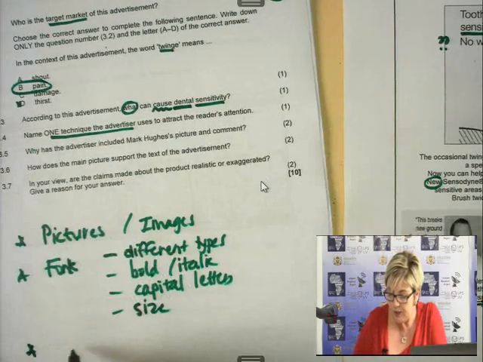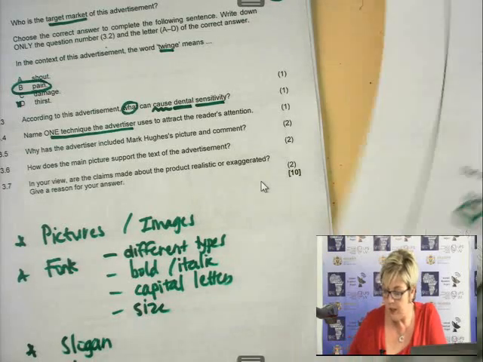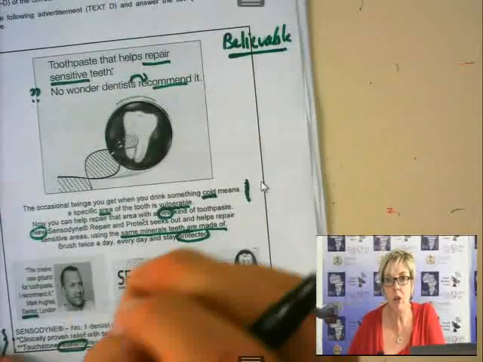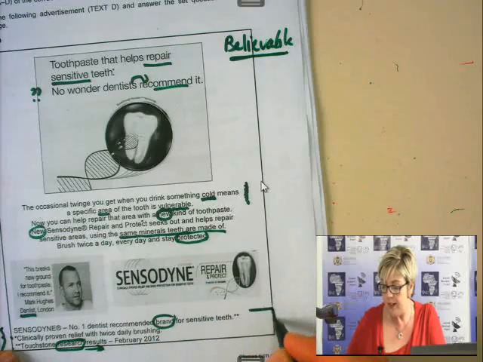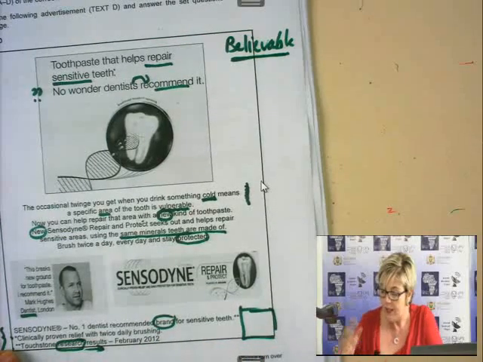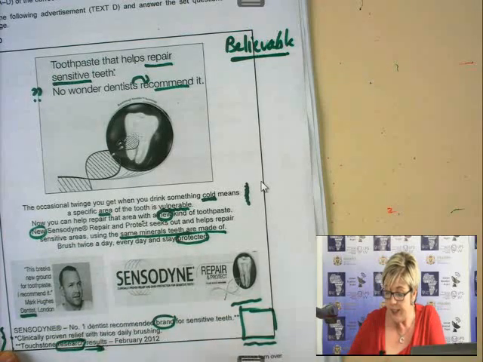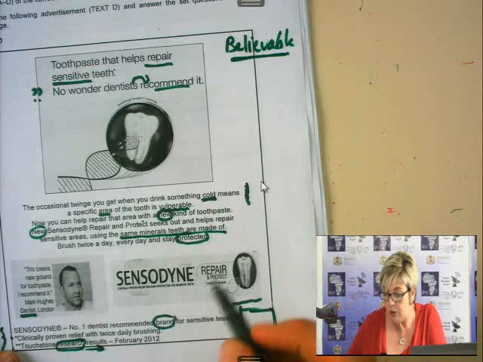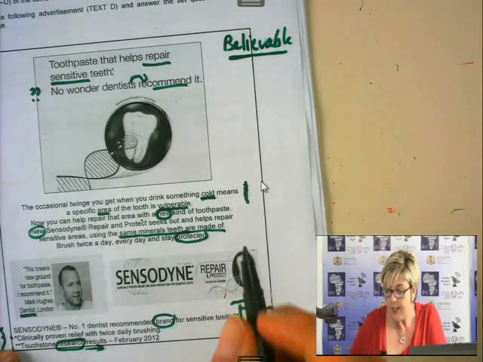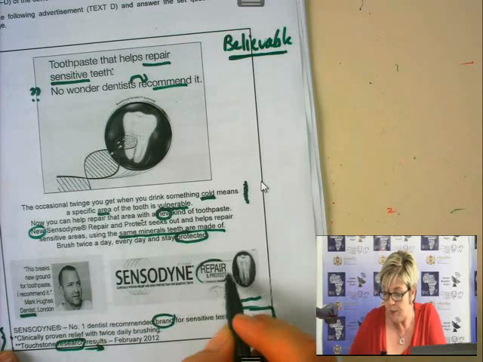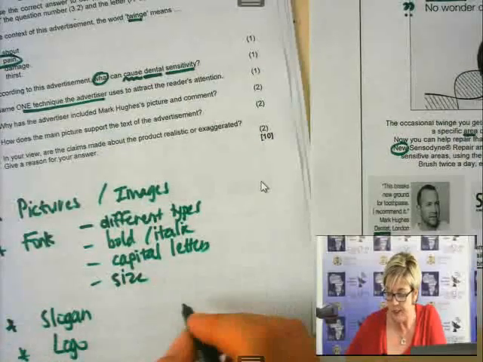Okay, then they normally have things like slogans and the logo. Now, in this advertisement, the logo you normally find, if you look at the advertisement, is in the right-hand corner of the advertisement. And the slogan will be just above it or just below it. Now, in this case, the logo is here on the box of the toothpaste, that tooth, okay? And then the slogan will be "repair and protect." Okay, so those are the advertising techniques.